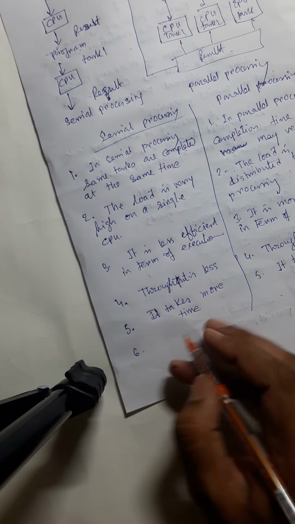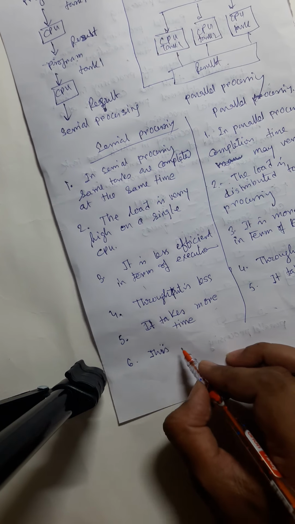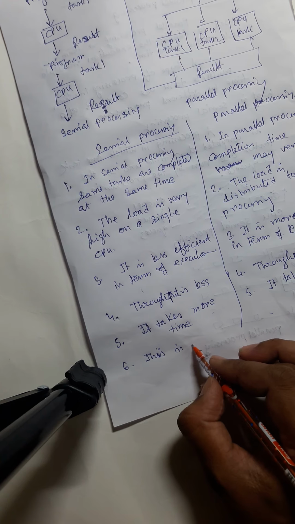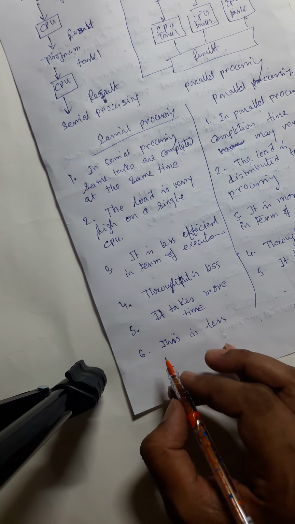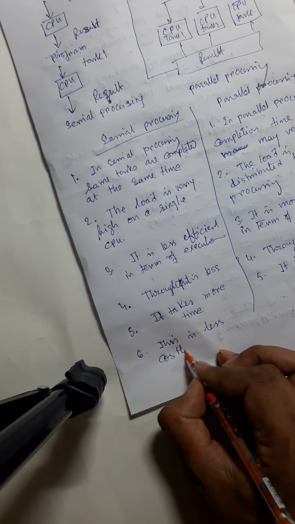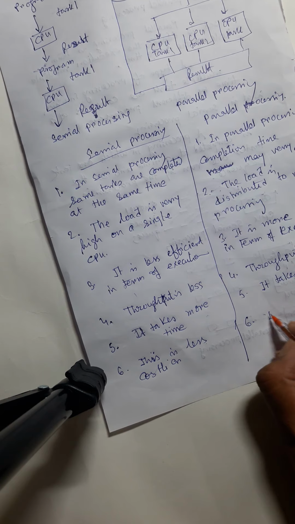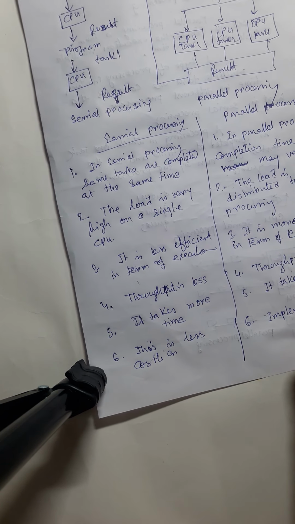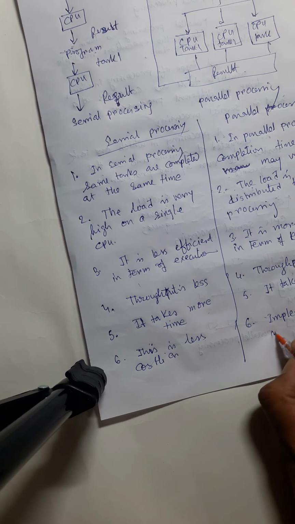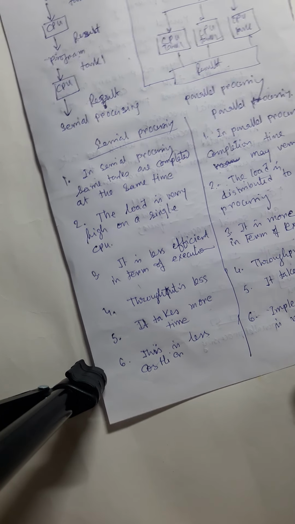Serial is less costly because implementation is easier. There is only one CPU. Parallel implementation is more costly because there are more CPUs, so it is more costly.